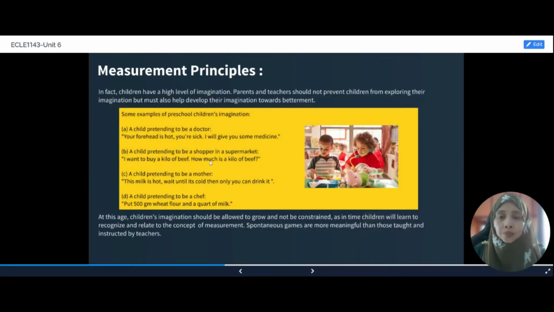Okay, so this is the example kalau dekat dalam preschool lagi ya. Some example of preschool children's imagination. Okay, it happens when they are at the role play corner. Okay, so even though they do not have exposure ataupun they do not have a proper knowledge to the standard measurement, but from the exposure of their life whatsoever, dia dah tahu penggunaan kilo, penggunaan panas, berapa darjah Celsius, they just made it up, yeah, and it's good.